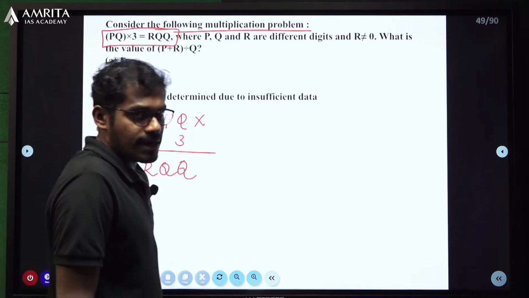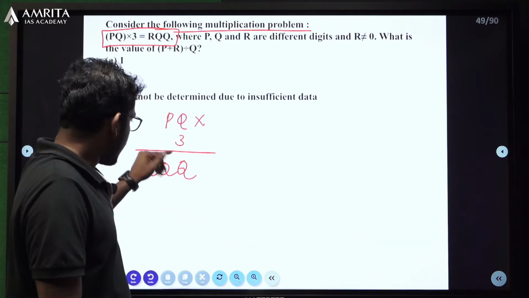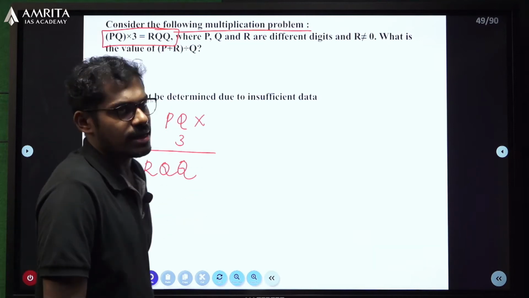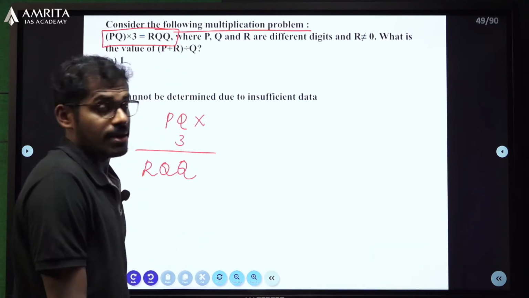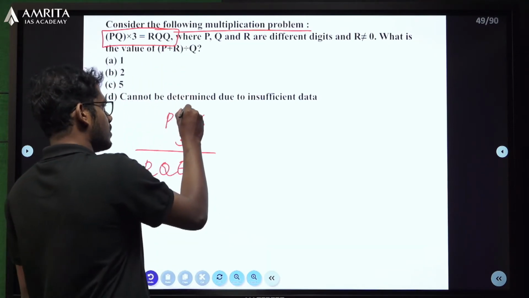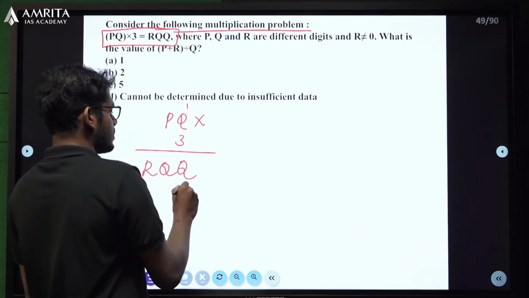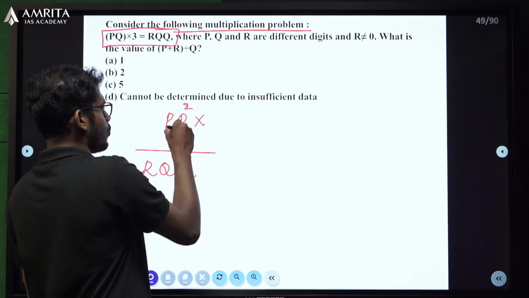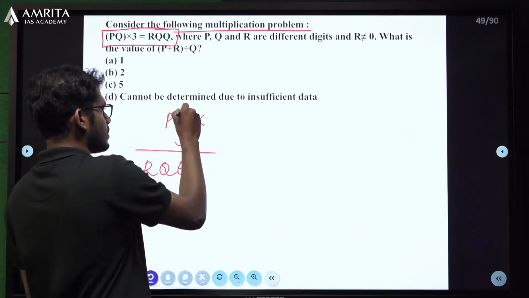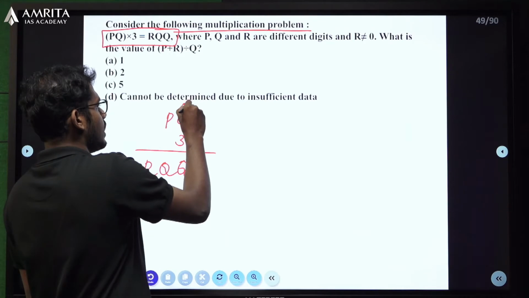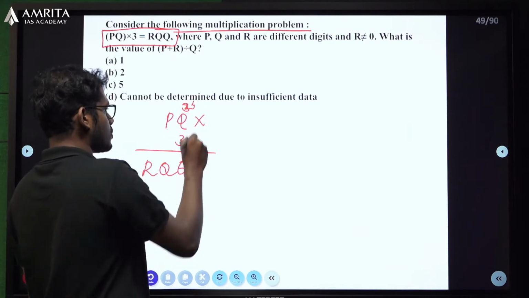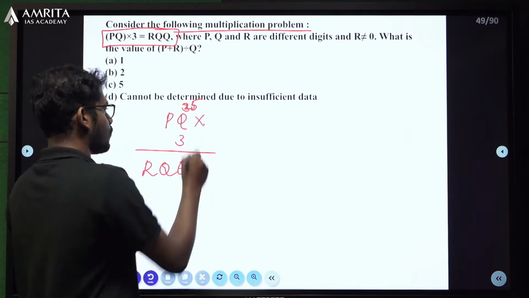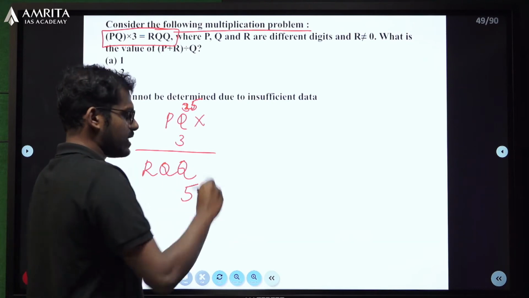A number is multiplied with 3 and the unit place is the number itself. What can be its value? Let's put different values here. If it is 1, 1 into 3 is 3, no, not possible. If it is 2, 2 into 3 is 6, not possible. If it is 3, 3 into 3 is 9, not possible. If it is 4, 4 into 3 is 12, not possible. If it is 5, yes, possible. 5 into 3 is 15, 5 is possible.